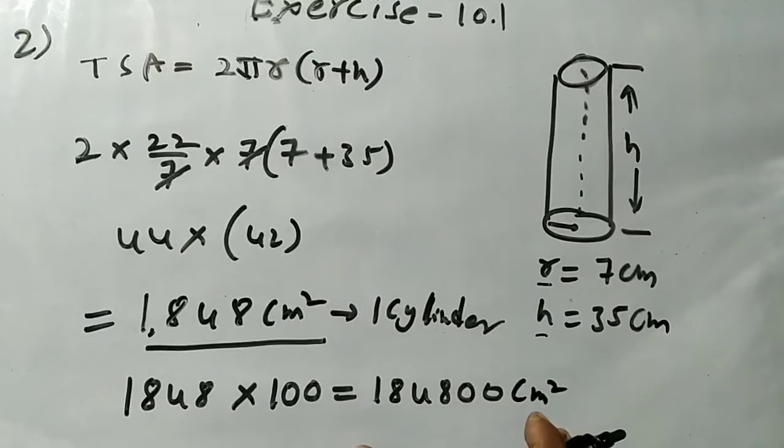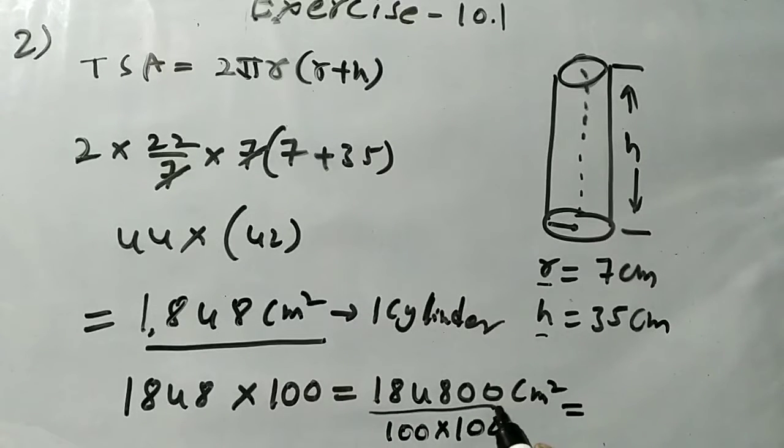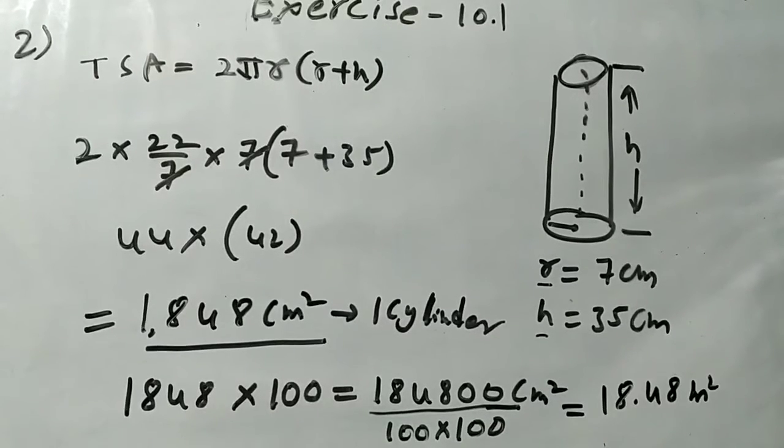If you want to convert into meter square, you have to divide by 100 into 100 because it is an area. The 100 gets cancelled. We get 18.48 meter square, because 1848 by 100 means the point moves from the right side to here, giving 18.48 meter square.